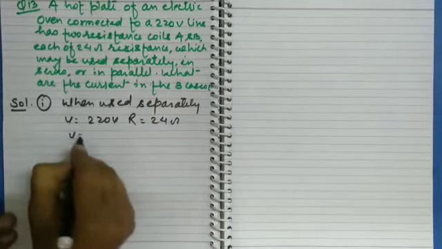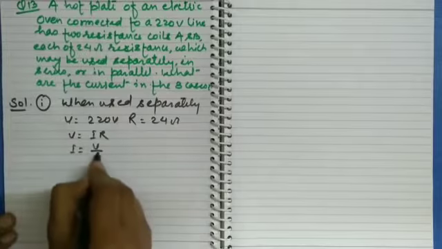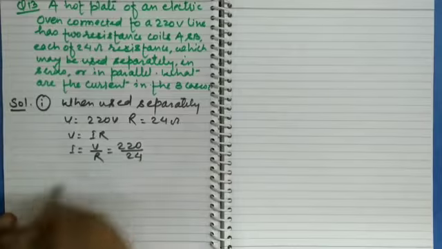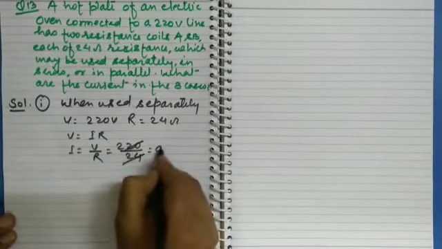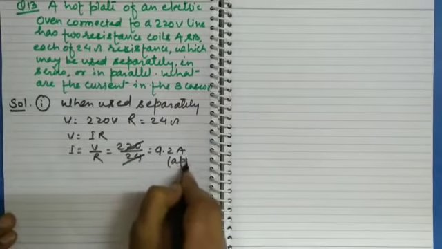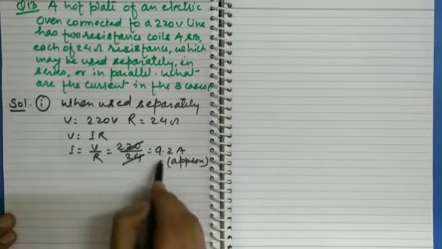Now V equals IR, so I equals V by R equals 220 by 24, and I equals 9.2 ampere approximately. Approximately means not exact.